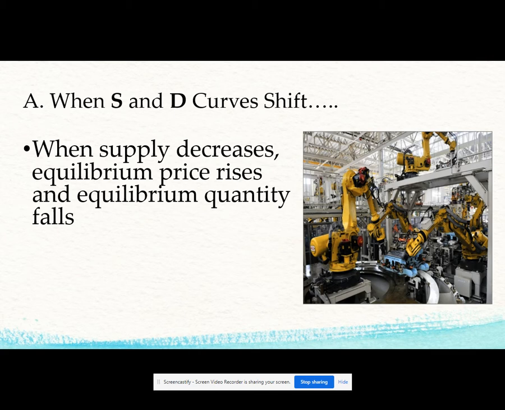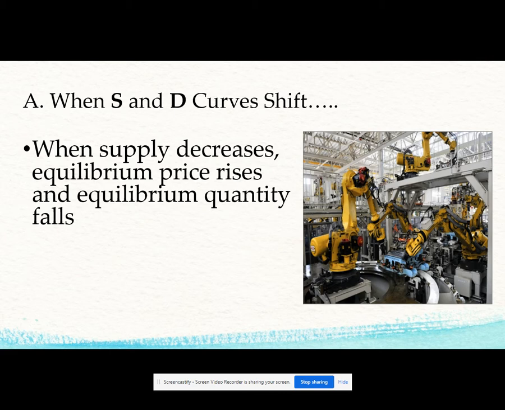So if supply decreases, that means the equilibrium price rises and equilibrium quantity falls. So they will move in opposite directions. When it's demand, they're usually going to move in the same direction, equilibrium price and quantity. If it is supply, they will move in opposite directions.